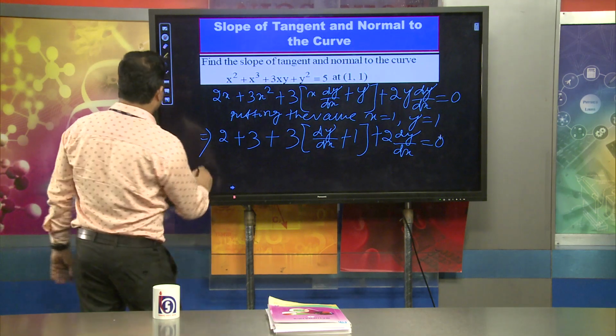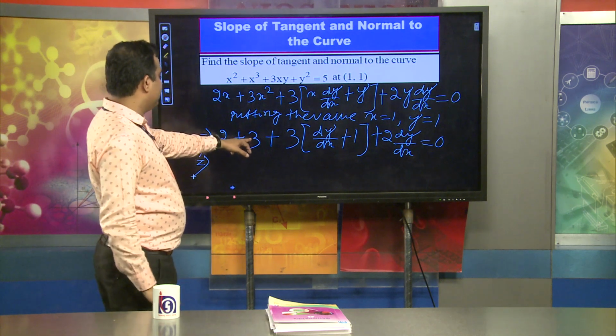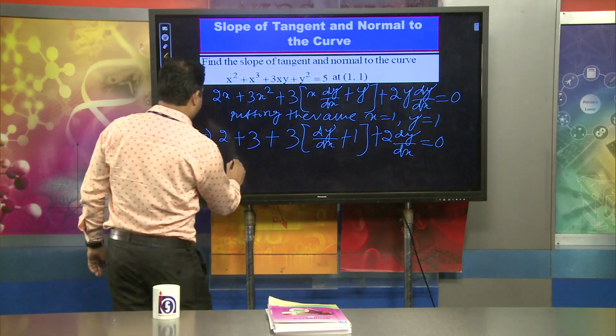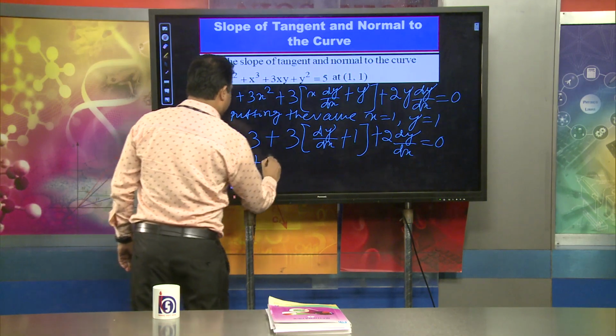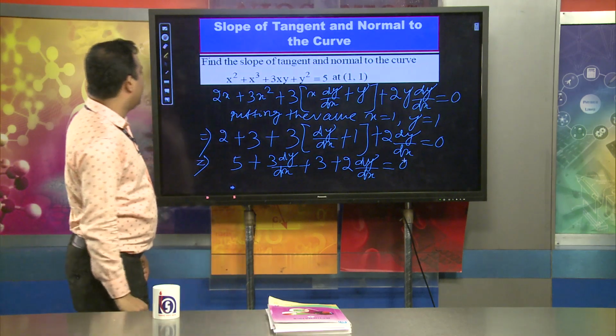Now, what we will find? 2 plus 3, that is 5, plus 3 dy by dx, plus 3 into 1, that is 3, plus I can say 2 dy by dx, which is equal to 0.